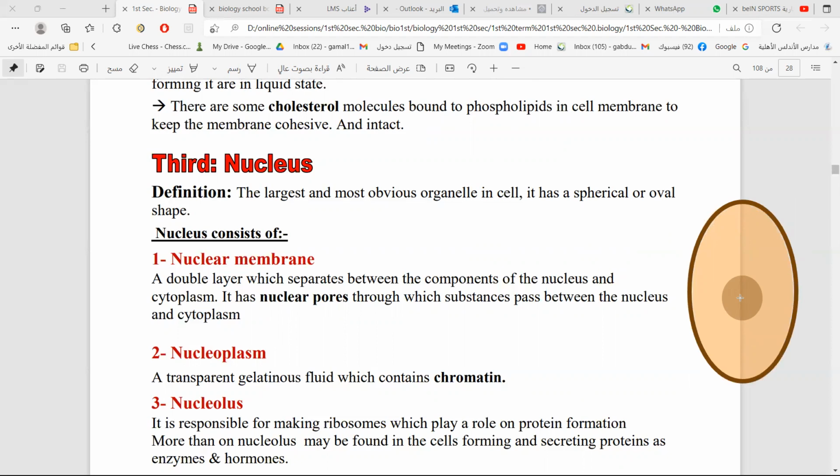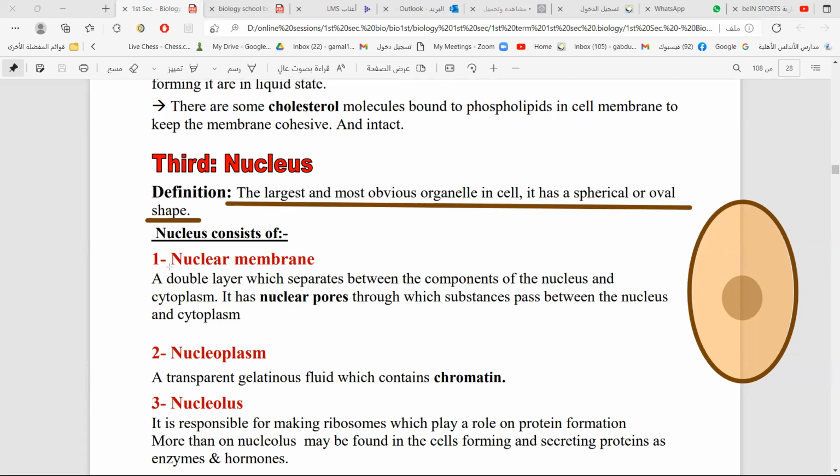The nucleus is found in all cells. You cannot see a cell without a nucleus. Only some cells have no nucleus, like the red blood cells. But most cells have a nucleus, because the nucleus is a very important organelle, the most important organelle in the cell. It is the largest and most obvious organelle in the cell. It is a spherical or oval shape.